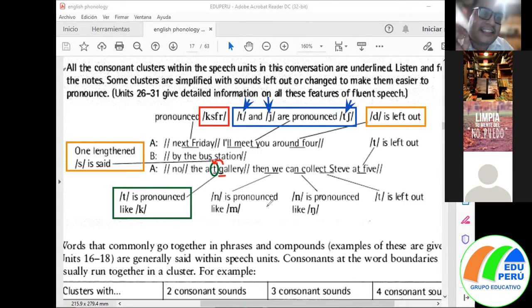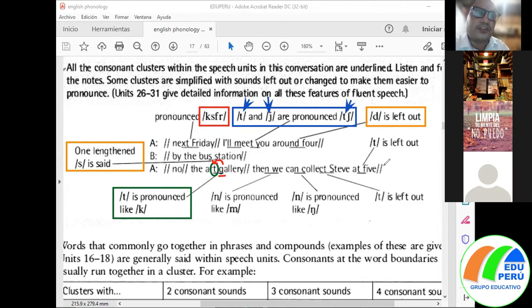How do you call this assimilation? You're going backward, no? Ga is the principal sound, and ga is going to alter a previous sound, that is the sound ta. Ta is going to be changed. Regressive. Yes, that's it. Regressive.